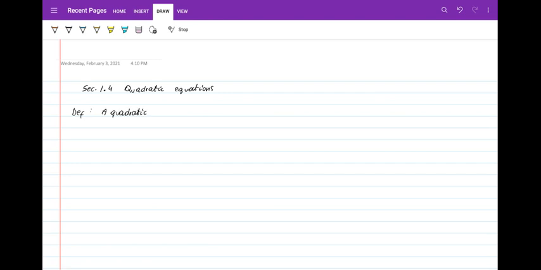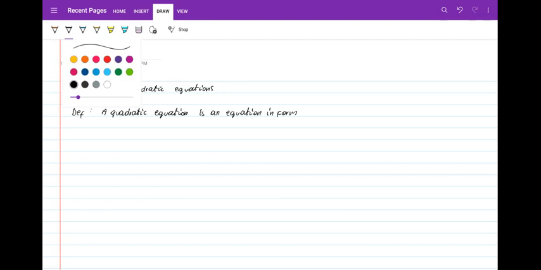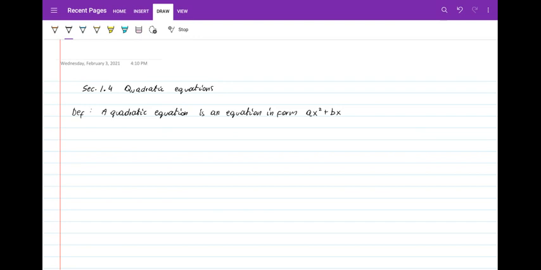So a quadratic equation is an equation in the form ax squared plus bx plus c equals 0, where a, b, c are real numbers. And a cannot be equal to 0.